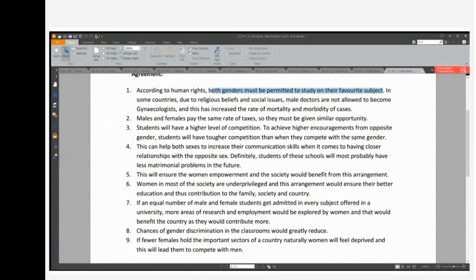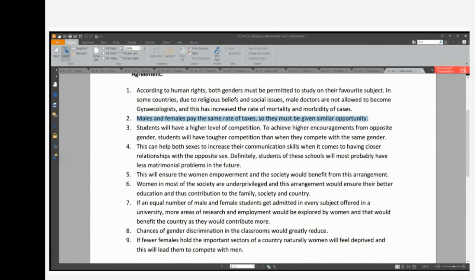In some countries, due to religious belief and social issues, male doctors are not allowed to become gynecologists, and this has increased the rate of mortality and morbidity in cases because we get less expertise in the field sometimes. We can also say males and females pay the same rate of taxes, so they must be given similar opportunities because there is no difference in paying the tax. Then why should there be a difference in choosing the subject?